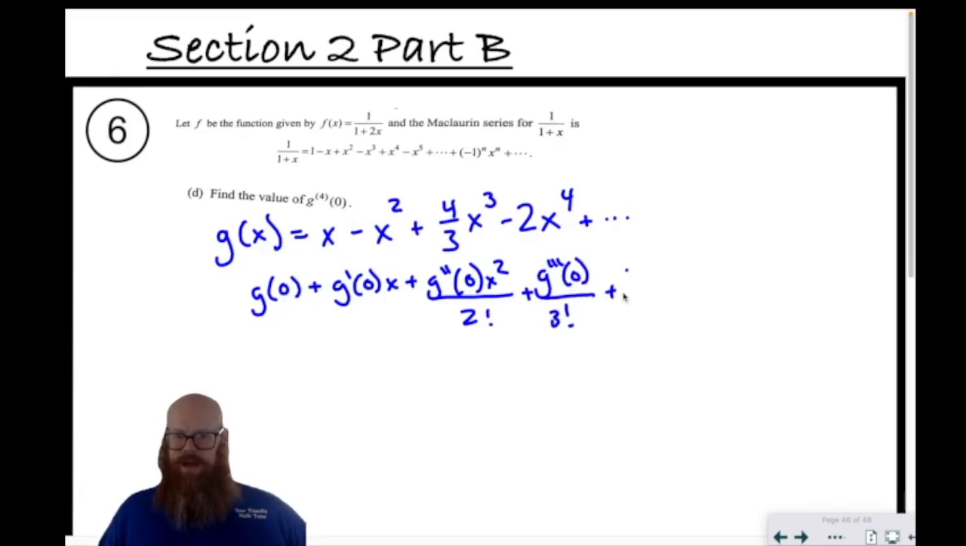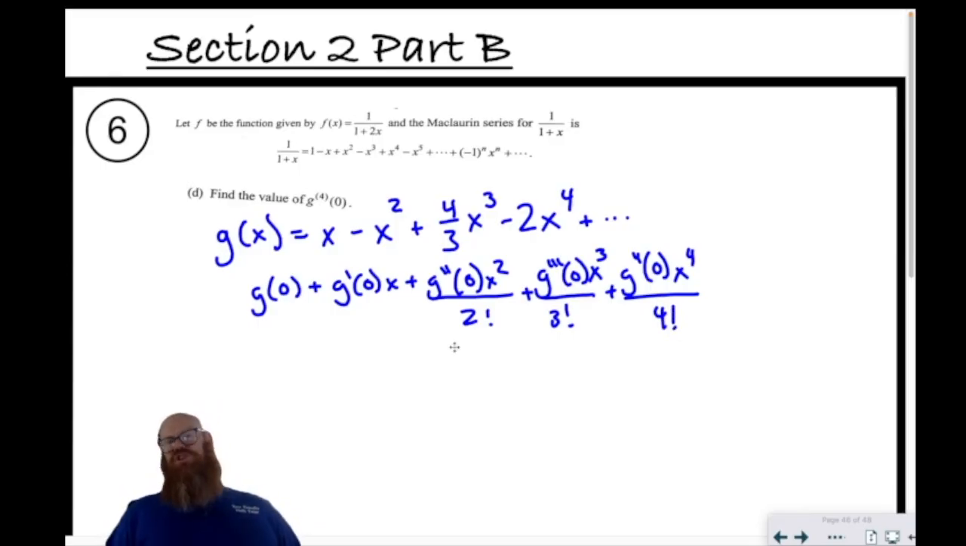And finally, you'd have g, the fourth derivative of g at 0, which is what we're looking for, times, whoops, this one I missed an x cubed, my bad. You get an x to the fourth over 4 factorial. This is just how you build a Taylor series.